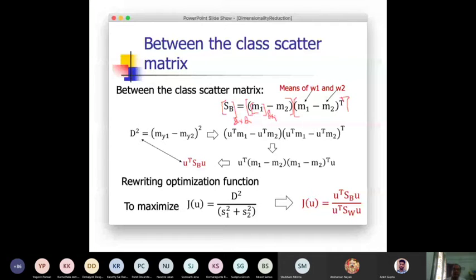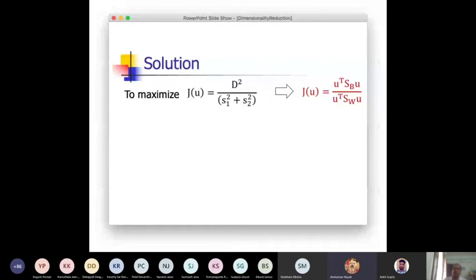Okay. Yes, sir. So now the objective here is that we would like to maximize with respect to U. I will just give you the solution. I'm not going to discuss the mathematical steps of how to derive it, but we can show that the solution is obtained if you solve this equation, which is a general form of the eigenvalue eigenvector equation. So you have SW inverse SB U. Of course, SW should be invertible. That is the restriction, that is the constraint.